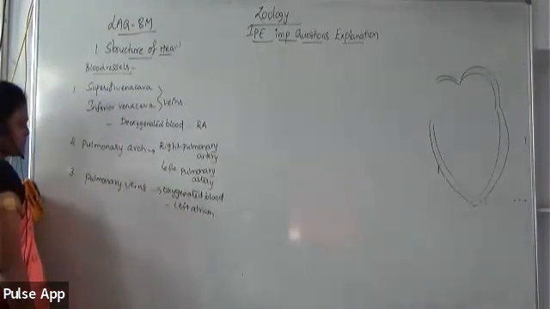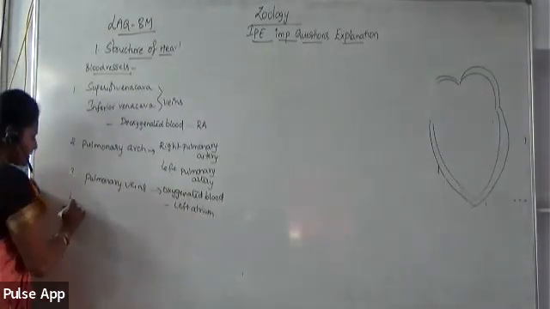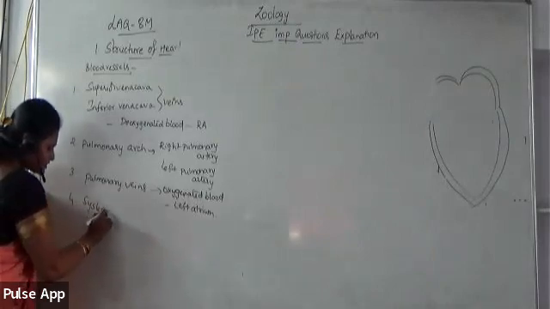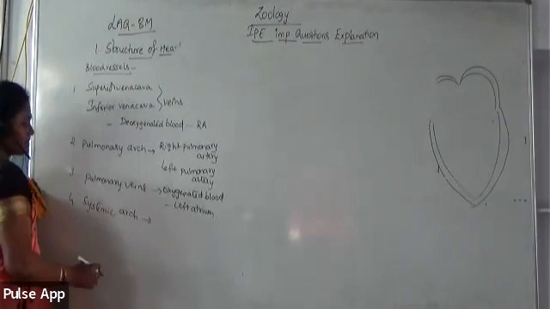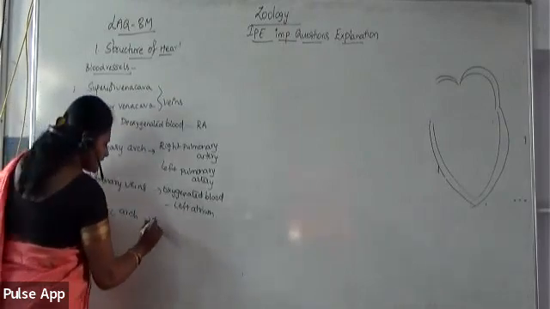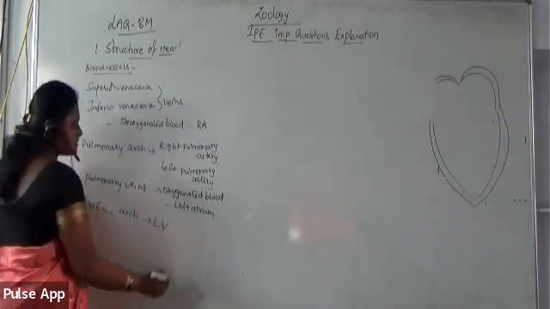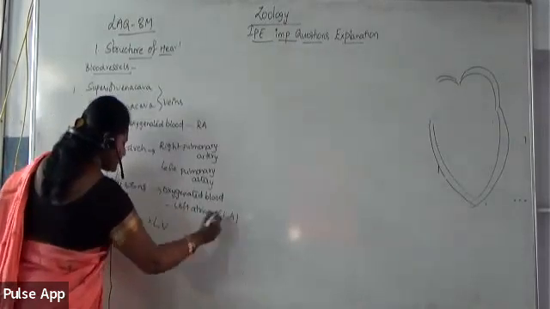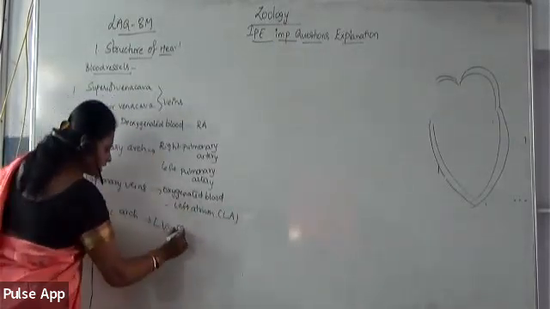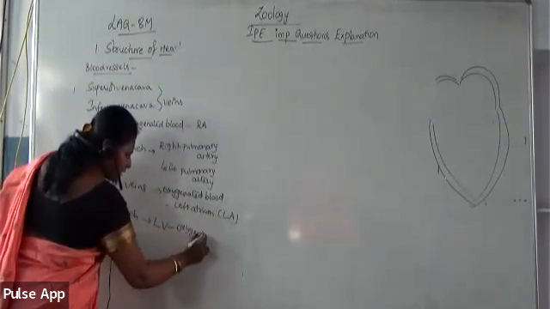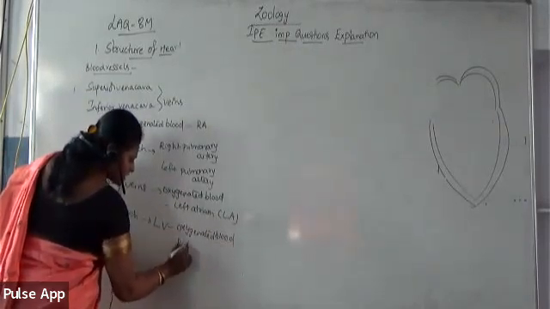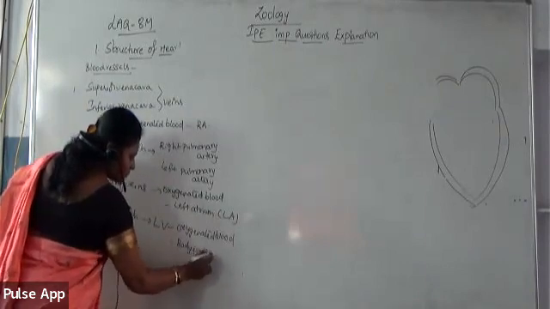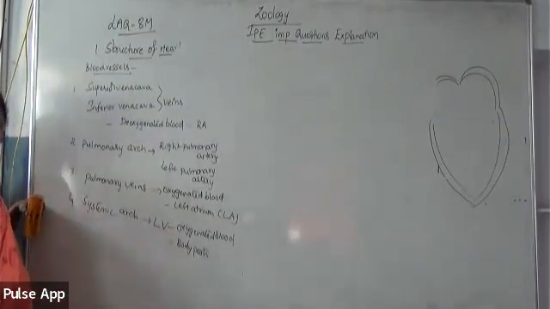So like this, you should show the pulmonary veins. And finally, the systemic arch. The systemic arch arises from the left ventricle, which carries oxygenated blood to different body parts.